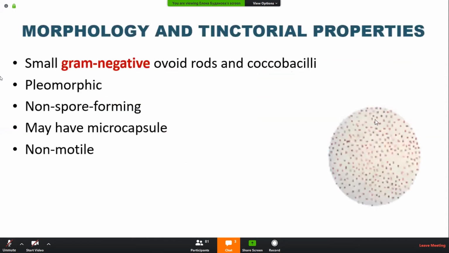They're small gram-negative rods. They do not have any specificity under the microscope, and we can easily confuse them with Francisella under the microscope because they're small gram-negative, ovoid rods and coccobacilli, nothing specific.